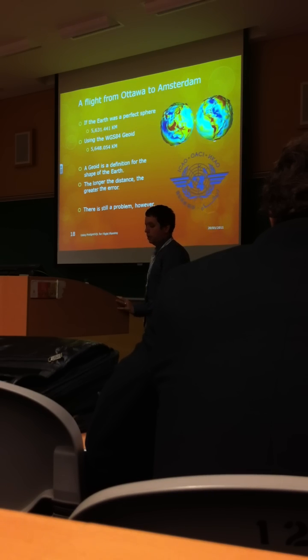ICAO is the International Civil Aviation Organization, and they define the standards that we use for storing geographic information when it comes to flying. And they specify the WGS 84 geoid as the digital representation of the Earth.